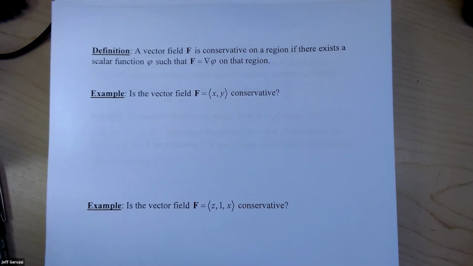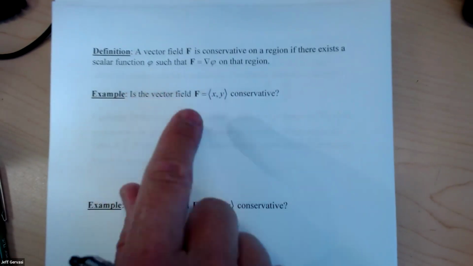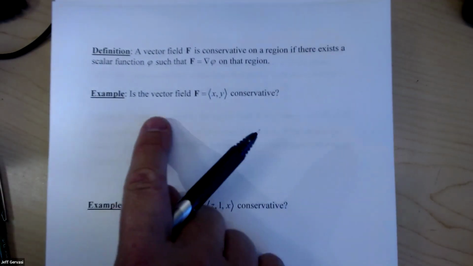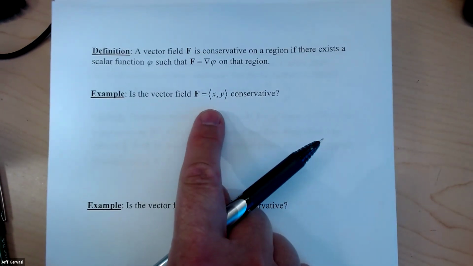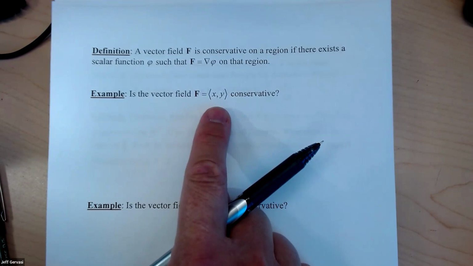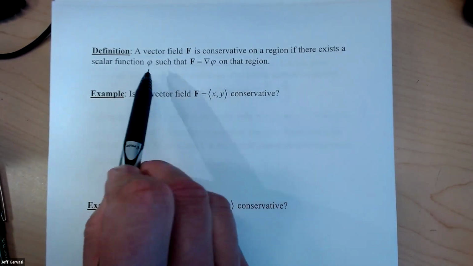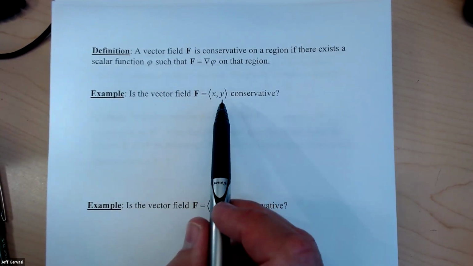A vector field F is conservative on a region if there exists a scalar function, we'll say phi, such that the vector field is the gradient of that function on that region. So as an example, is the vector field F equals ⟨x, y⟩ conservative? You may remember this is a radial field, but is it conservative? In other words, can we find a function phi whose gradient is equal to ⟨x, y⟩?